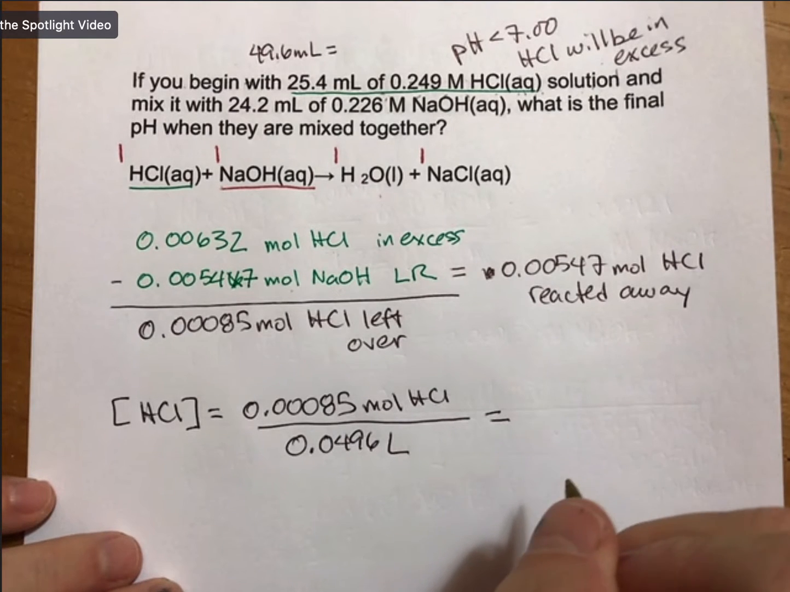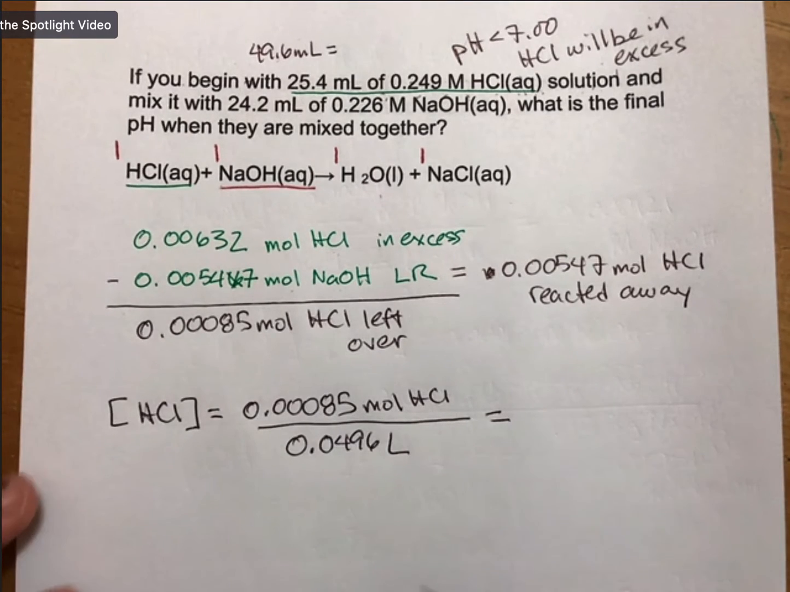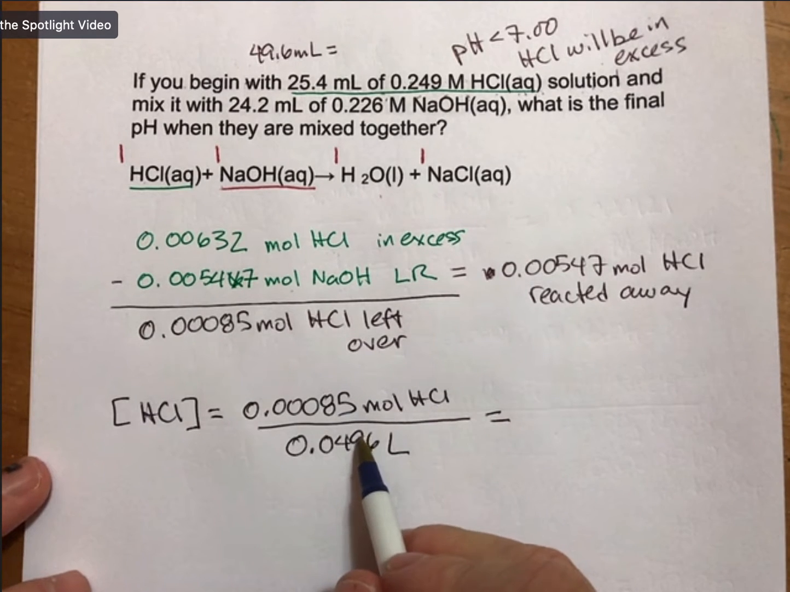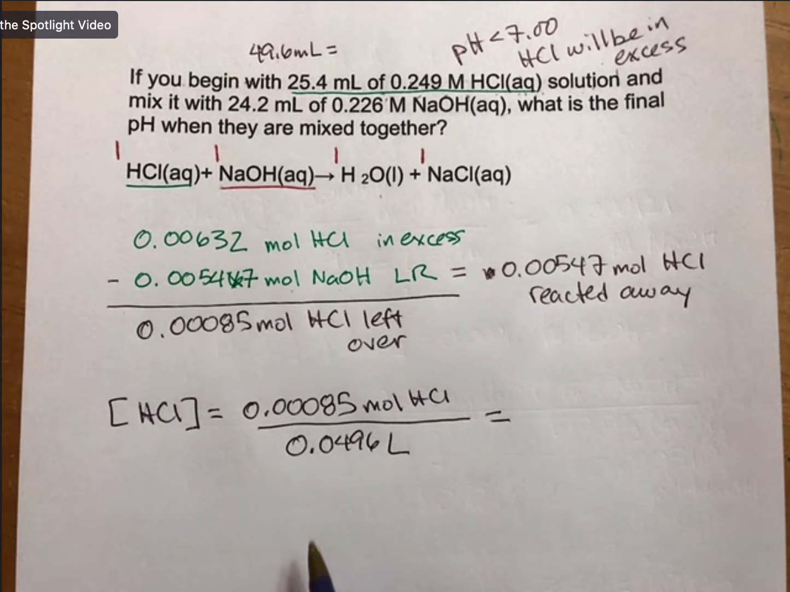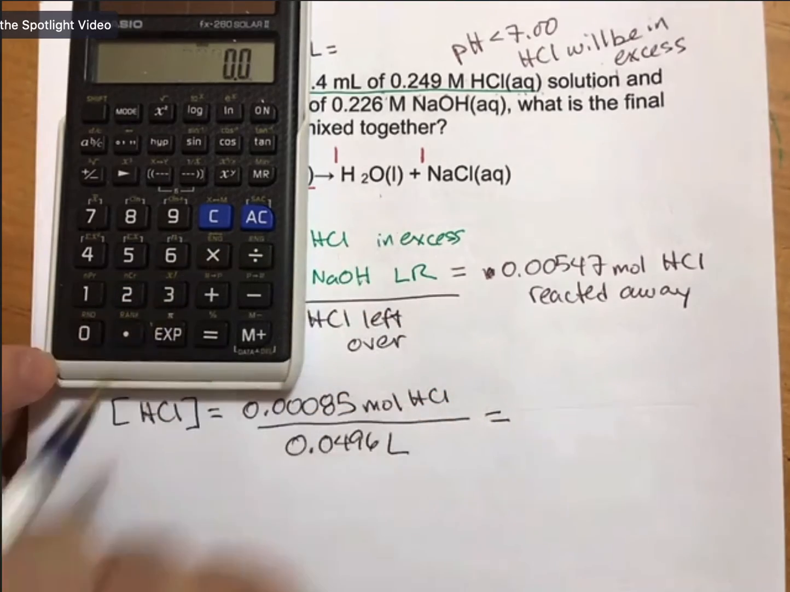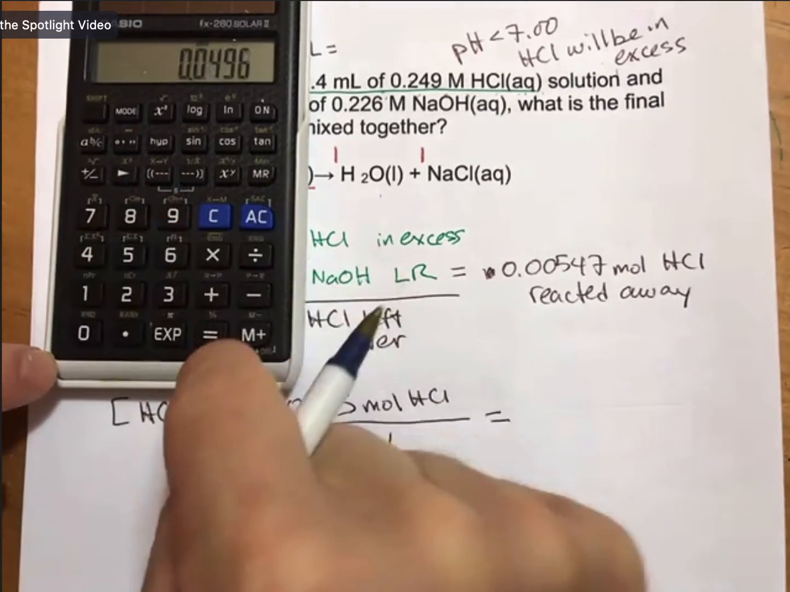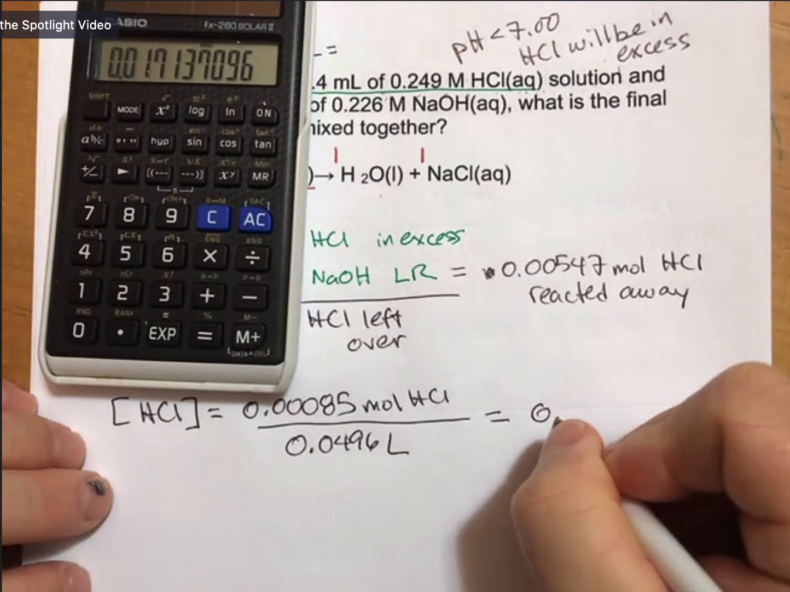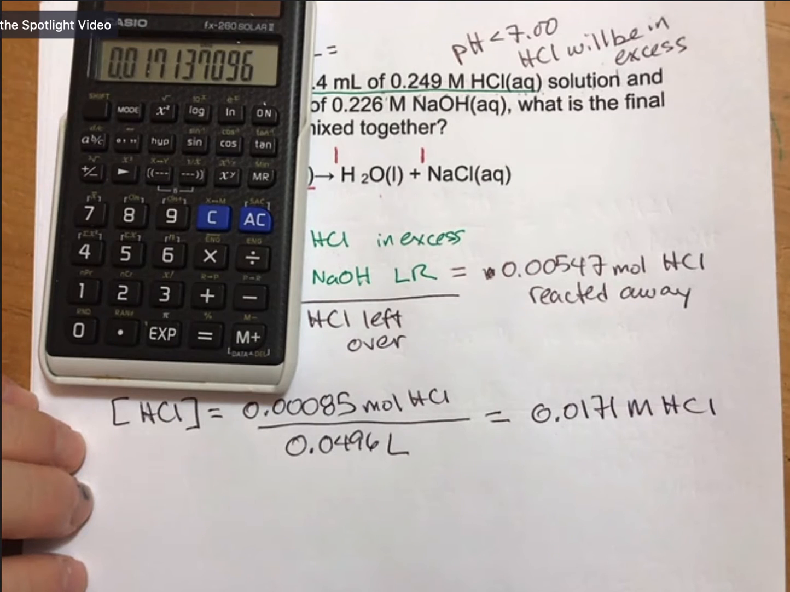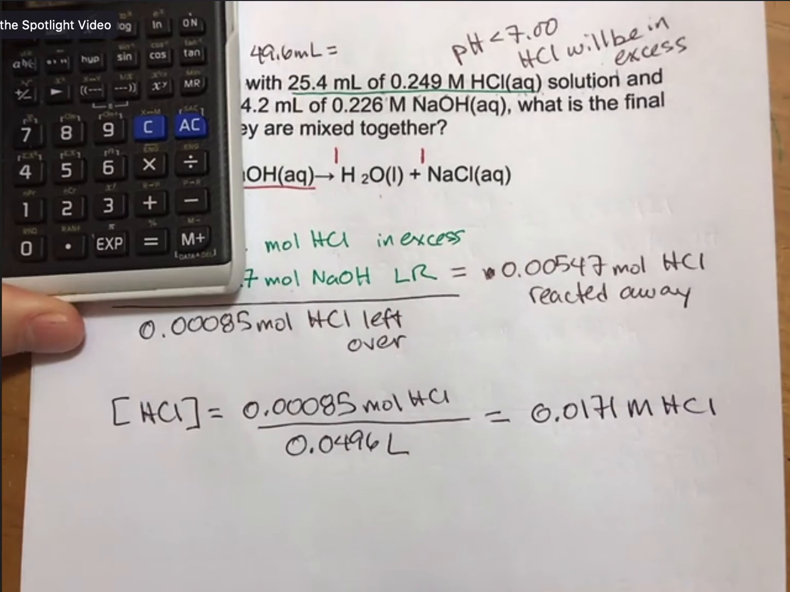And now this problem looks similar to some of the ones we did before. So now we are going to find the concentration of our HCl. It will be the concentration of our H+, and we can find pH. So I've still got my 0.00085 in there, divided by my 0.0496, which gives 0.0171 molarity HCl. All right, that looks right.